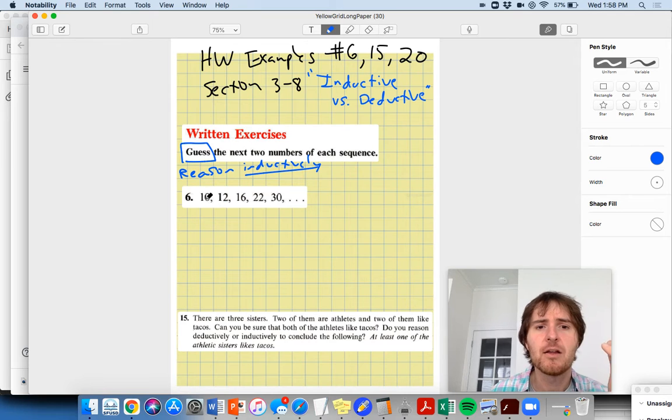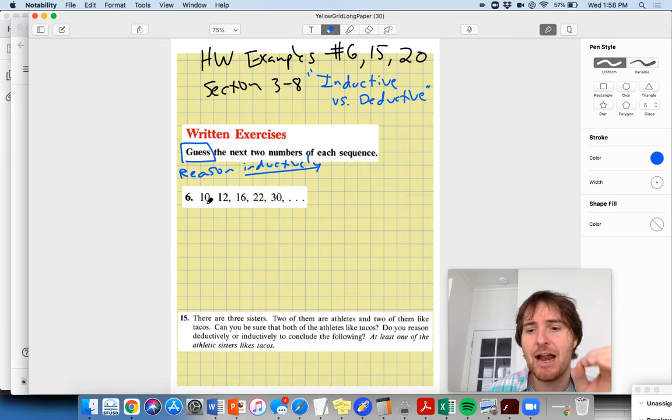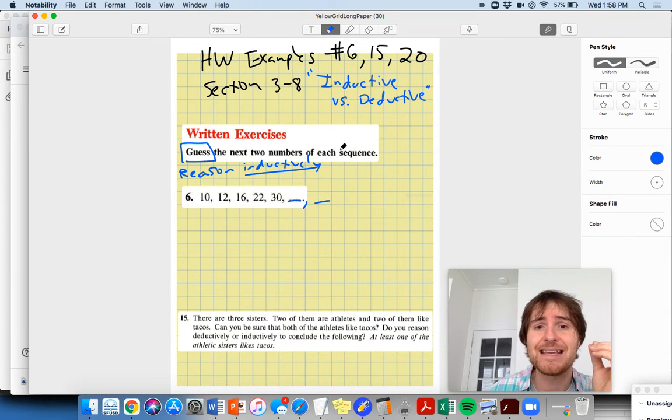And here, we can't base our next guess on a rule, because we don't have a rule or a definition or a fact that has been stated, saying you have to follow this rule in order to get the next two numbers. So we need to do this by our best guess, by our best pattern solving and finding. What this is called is a sequence.